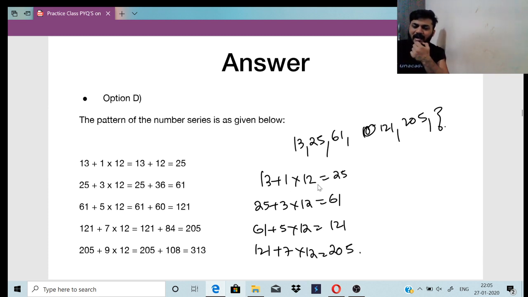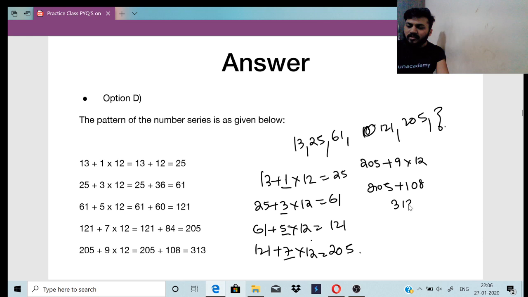Now see the pattern here. Everything is getting multiplied by 12, but the numbers are with respect to odd numbers, right? 1, 3, 5, 7, it is running in odd numbers. Which is the next odd number after 7? It is 9, because 8 is an even number, 9 is an odd number. So what will be our answer? 205 plus 9 into 12, so it is 205 plus 108. It is 313. Option D.